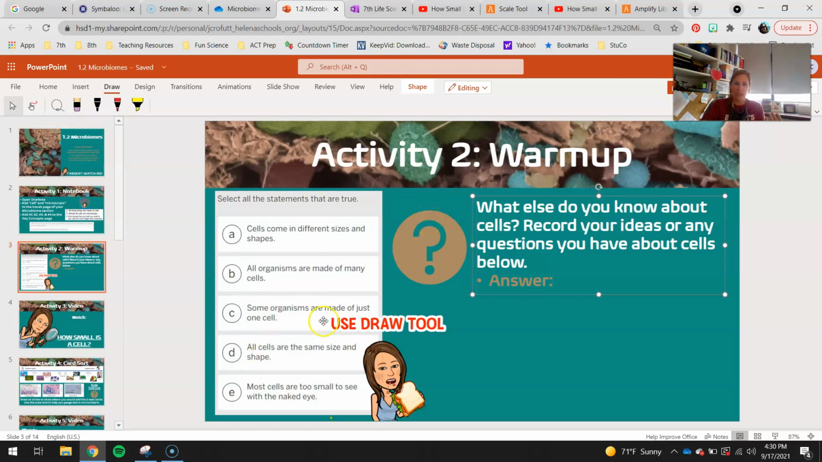A lot of kids will miss doing the draw tool part. Okay, and then answer this question. What else do you know about cells? Record your ideas or any questions you have about cells below. So you guys will need to click and answer. Okay, so tell me what else you know about cells.